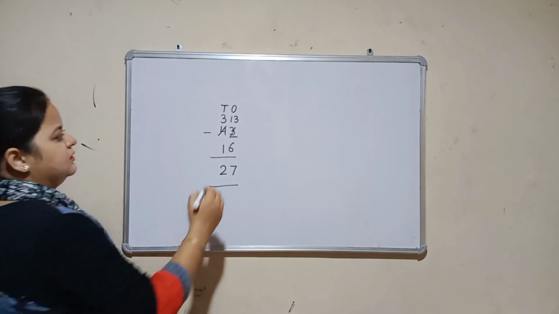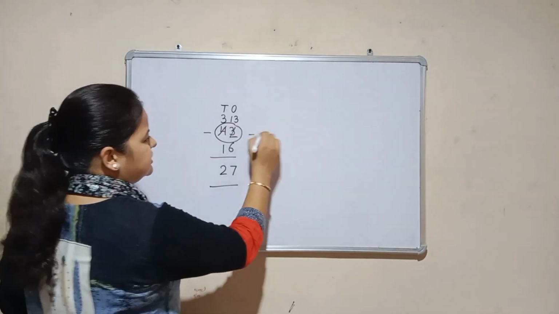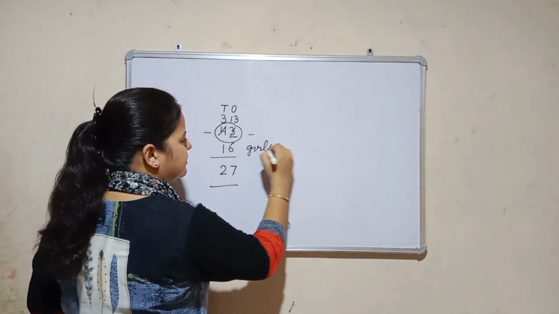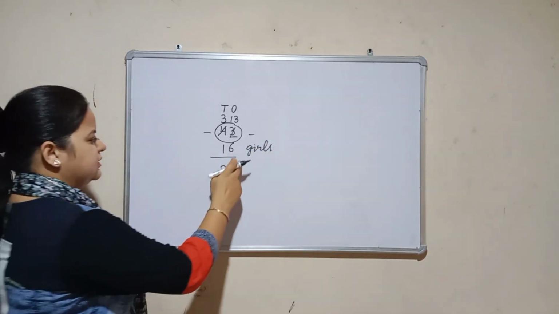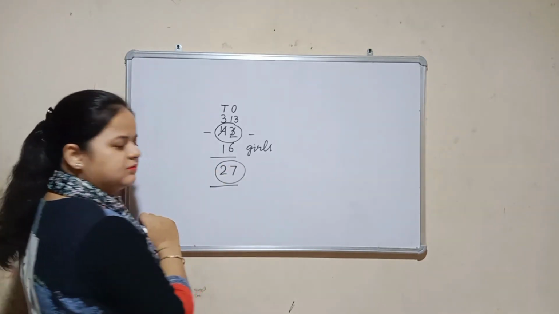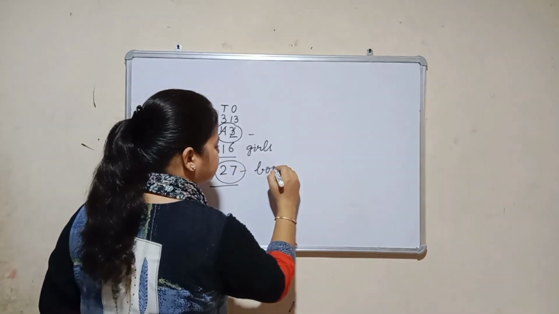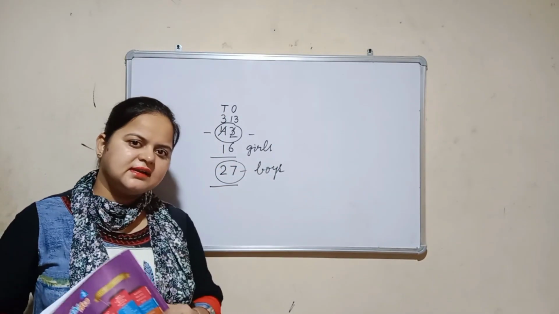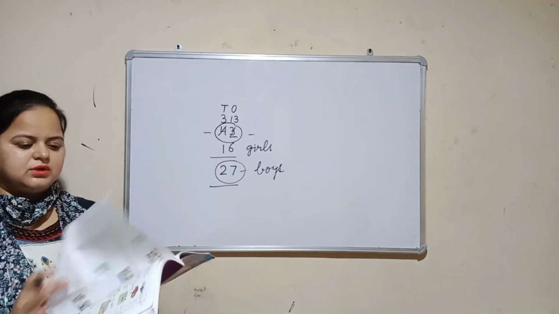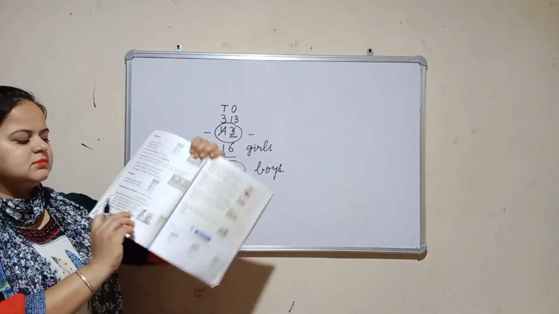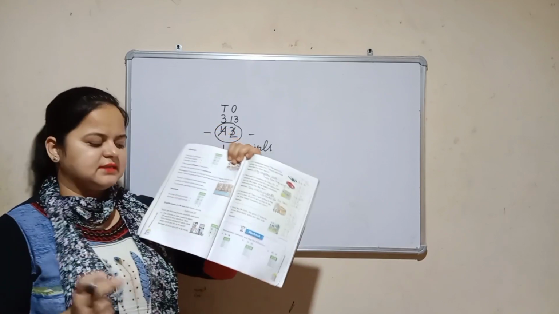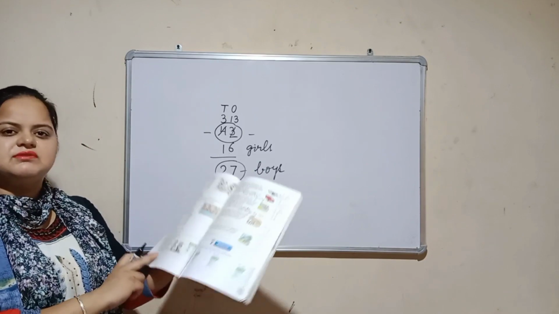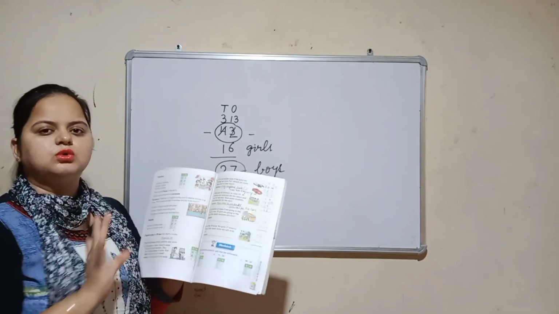So if there were 43 students invited to the party and 16 were girls, now we have the number 27 here. 27 boys were invited to the party. Understand? Okay. Now we will do this kind of story based sum in the 3E exercise. Here the first example is solved. So we will revise it first and after that we will do these sums.